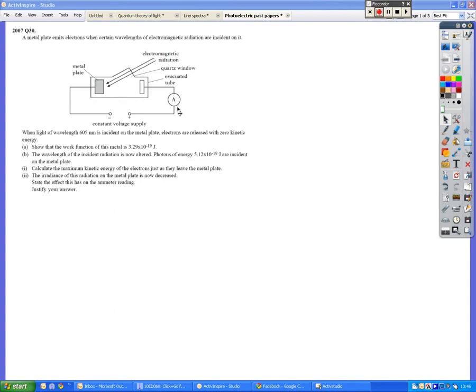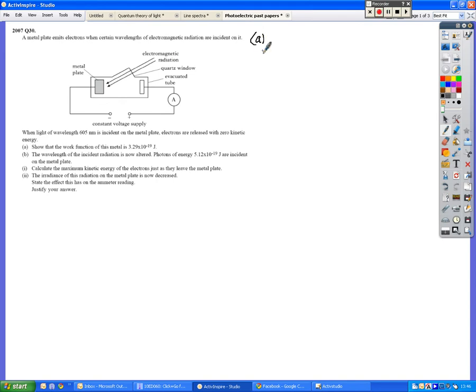So what that basically means is that your wavelength of 605 nanometers corresponds to a frequency that is going to give you your minimum amount of energy required to eject the electron. In other words, the work function. So show that the work function of this metal is 3.29 times 10 to the negative 19 is your first question.